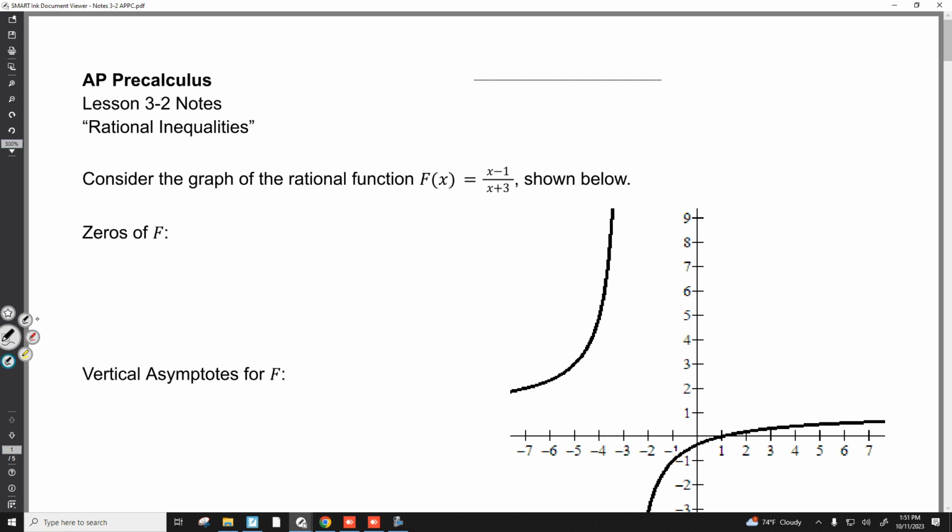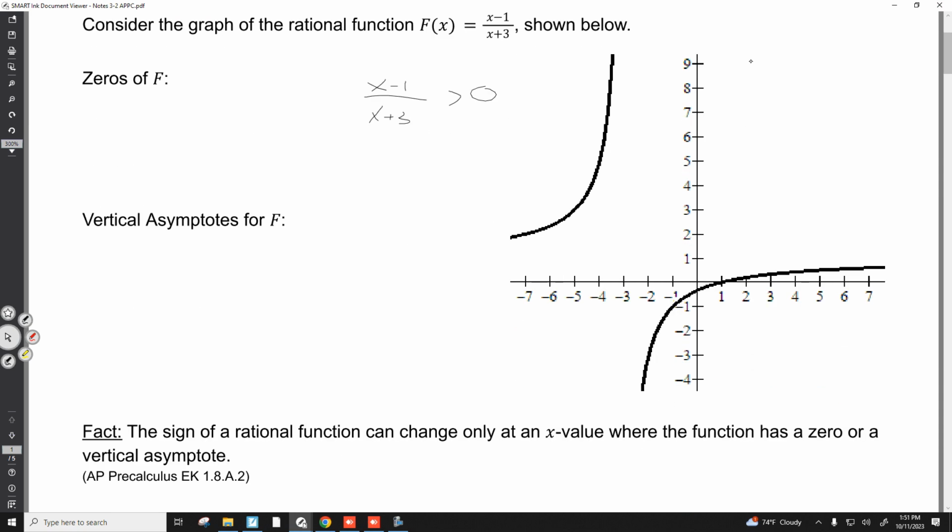Our goal is to determine when our rational functions are positive or negative. And just to show you why we're going to do what we're doing, we can see that rational functions that have asymptotes and zeros change signs at both of those locations. You see this function f of x is positive. These are positive values. We're going up towards positive infinity.